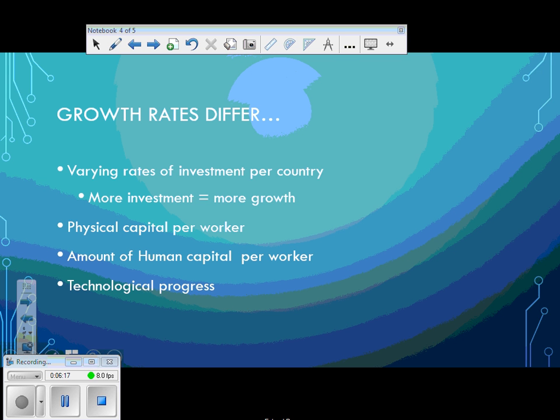Some countries see more investment than others. More investment equals more growth because what are businesses investing in? They're investing in machines. So that changes capital stock. And more machines means more productivity. Okay? This is directly related to this. Physical capital per worker. In the United States, there's on average $130,000 worth of physical capital per worker. That's huge. It explains a lot of reasons why we are so productive.